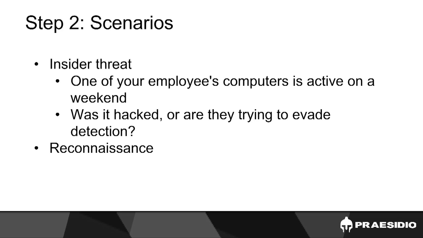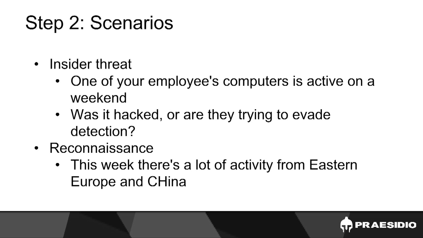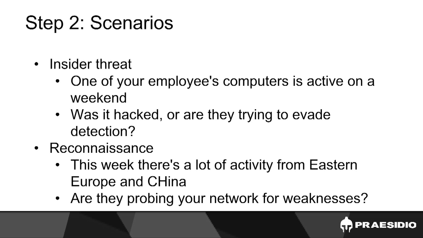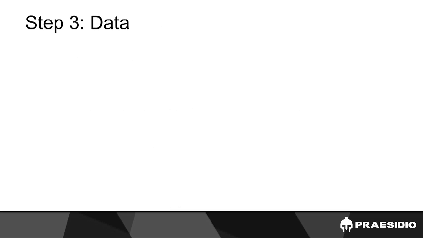Or even reconnaissance. Anomaly detection can be a good leading indicator, like something is going to happen, not that something did happen. Let's say there's a lot of activity this week from Eastern Europe and China. Are they probing your network for weaknesses? What's going on, right? Don't you want to know about when people are actively investigating your network?